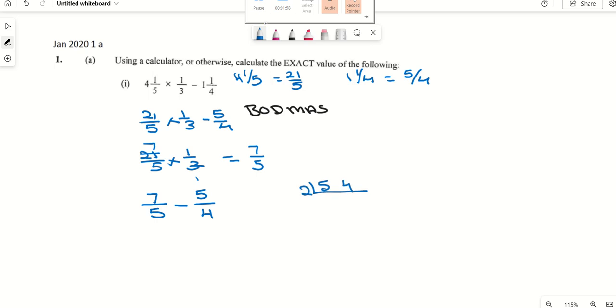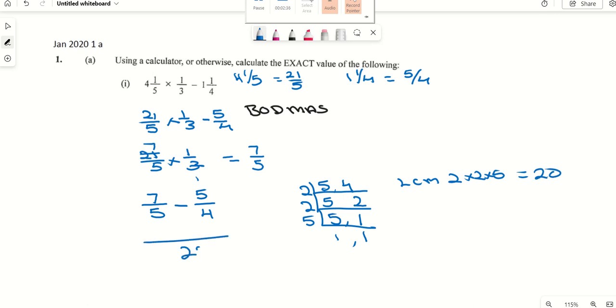5 and 4, you're going to use 2 first. The smallest prime number is 2, so 2 could go into at least one number, which is 4. 2 into 5 cannot, you bring down the 5, 2 into 4, 2. Then the next prime number would be 2 again. 2 into 5 cannot, bring down the 5. 2 into 2 is 1. Then your next prime number that can go into 5 or 1 would be 5. So you say 5 into 5, 1, 5 into 1 cannot, so you bring down the 1. Now, because we get 1, 1, we know our LCM would be, you multiply these. 2 2s are 4, 4 5s are 20. So LCM here is 20.